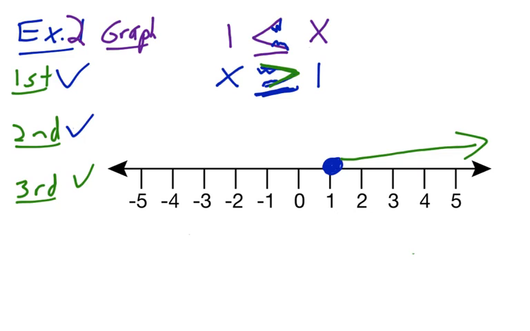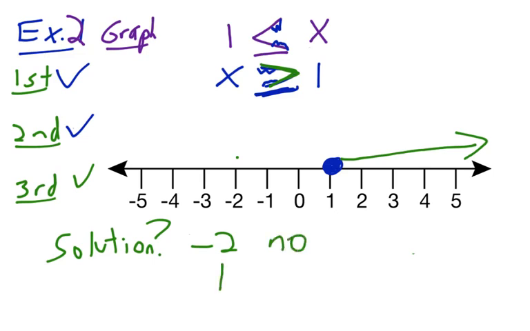So let me just ask you, just to see if you're retaining this, is negative 2 a solution? If you said no, you're right. Negative 2 is not part of that graph, so that would be a no. What about 1? Is 1 a solution? Well, it's a filled-in dot, isn't it? So that would be a yes. What about 15? Yeah, 15 is way over there. It's greater than 1, so it's definitely going to be a solution.